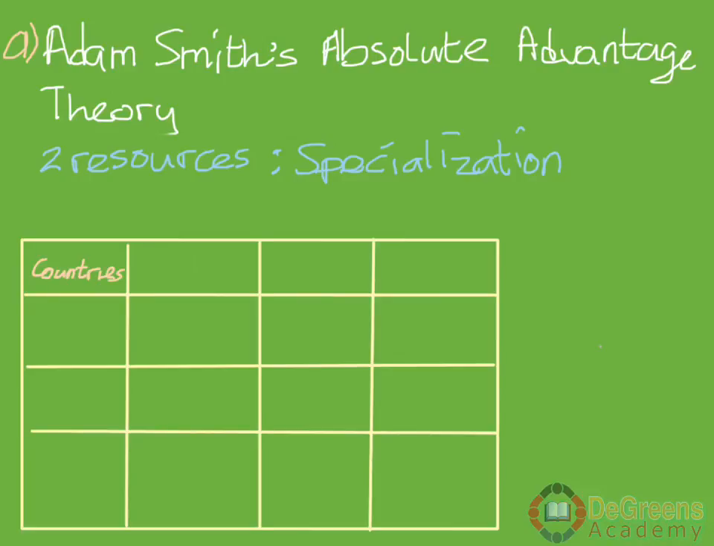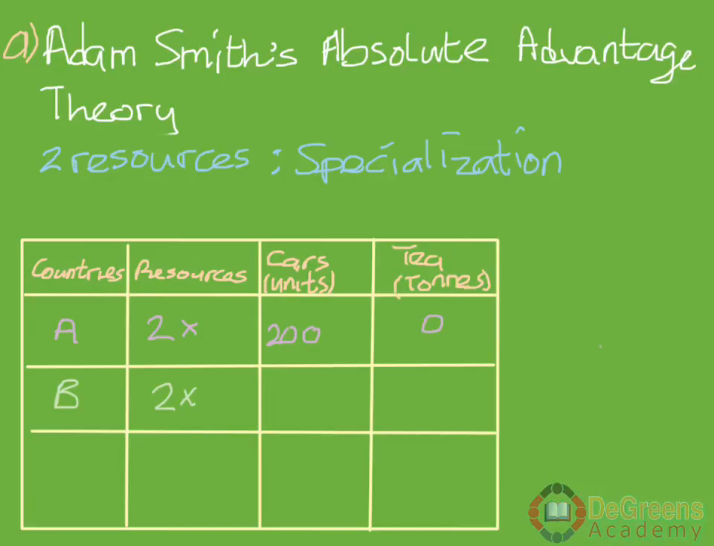Look at country A and B. Look at the resources, 2x and 2x. All of these 2x resources will go to a particular industry where the country has an absolute advantage. We saw earlier, country A has an absolute advantage in the production of cars, because given one resource, country A can produce 100 units of cars, but country B, given one resource, can produce only 50 units of cars. So country A will use all these 2x resources in the production of cars. So 2 times 100, country A will produce 200 cars, and it will produce 0 tons of tea, because it has specialized all its resources on cars.